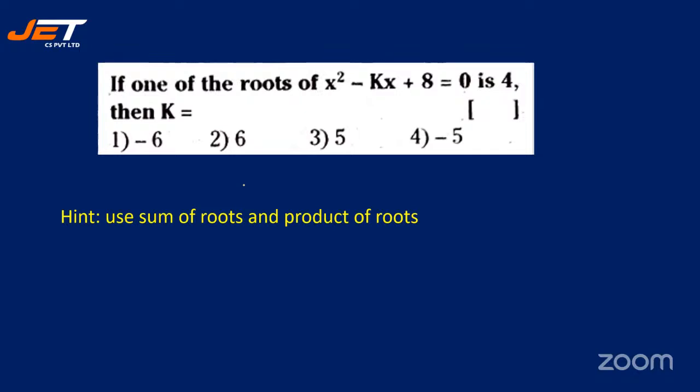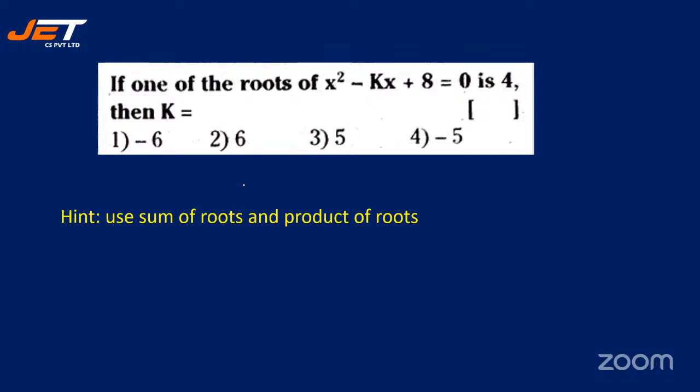So what is sum of the roots here? It is minus b by a, that is minus k, right? And here the product of the roots is c by a, that is 8 by 1, which is 8, right? So you can do the other one. You can also substitute for x as 4. Okay, so you can also try that actually.